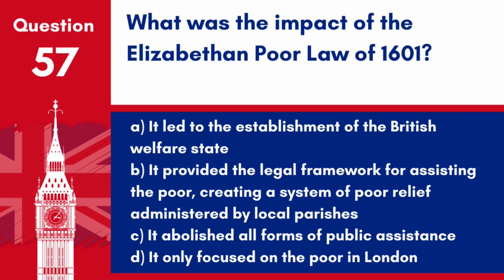Answer B. It provided the legal framework for assisting the poor, creating a system of poor relief administered by local parishes. The Elizabethan Poor Law of 1601 was significant as it established a national system to care for the poor, mandating that each parish was responsible for its own poor, which laid the foundations for later social welfare systems.